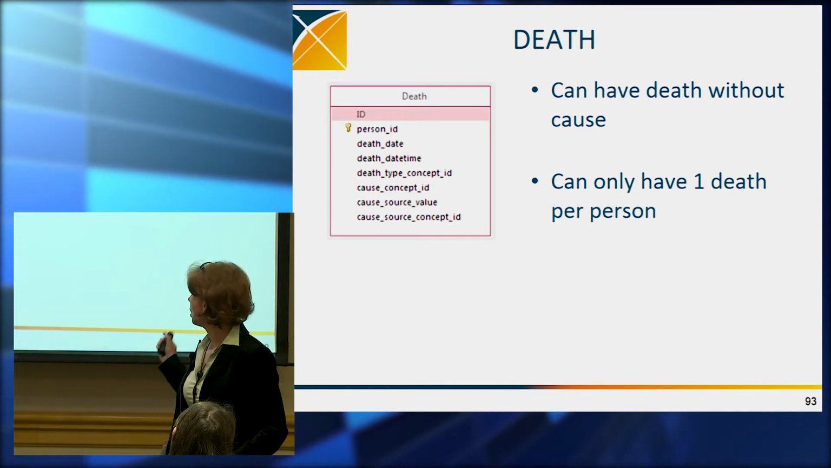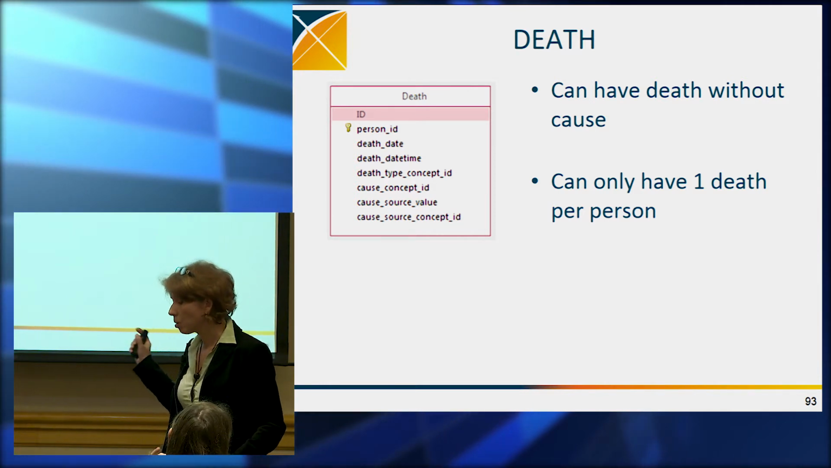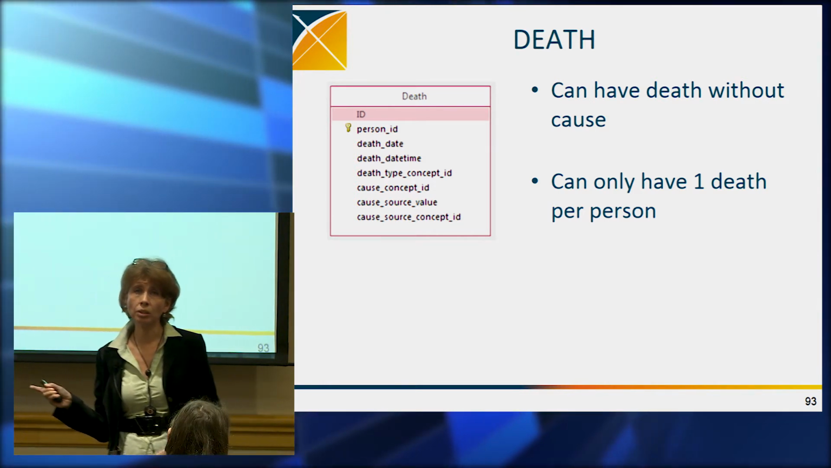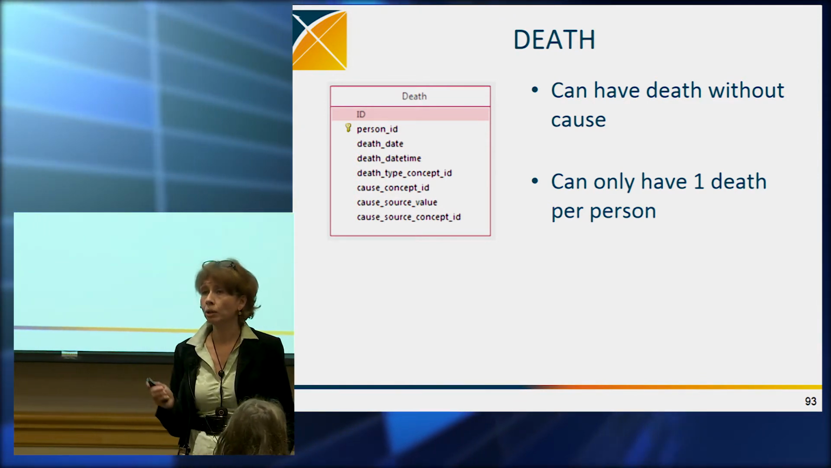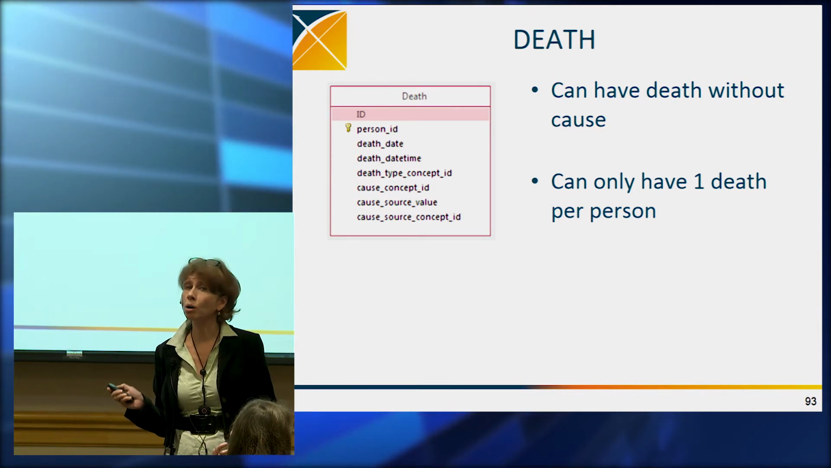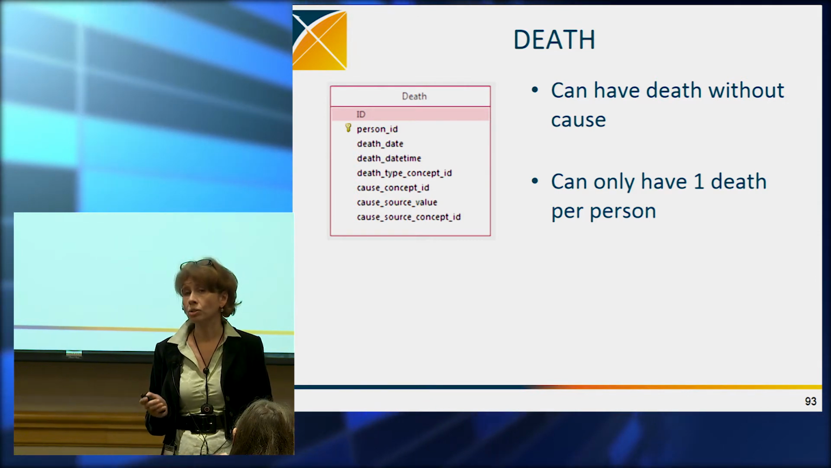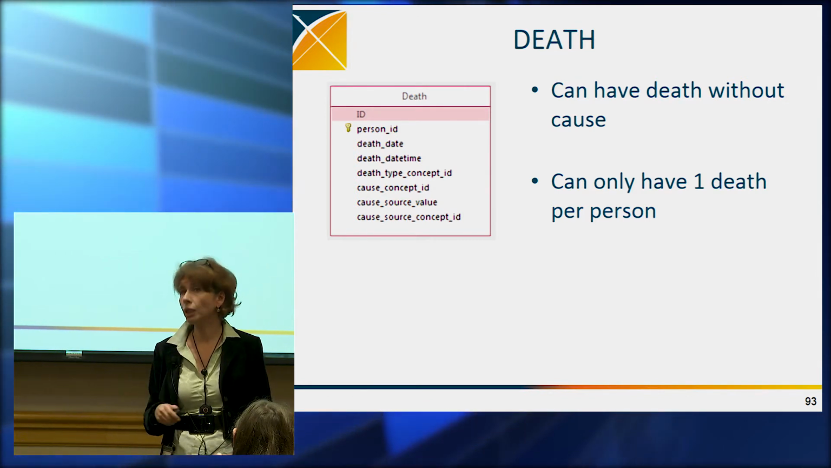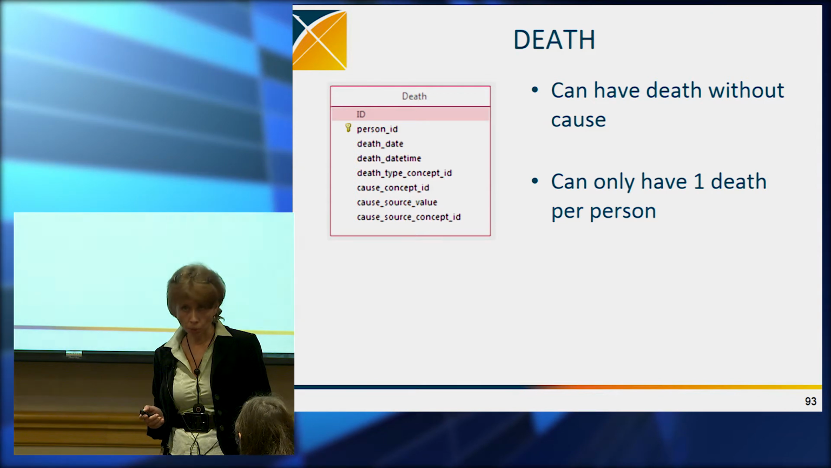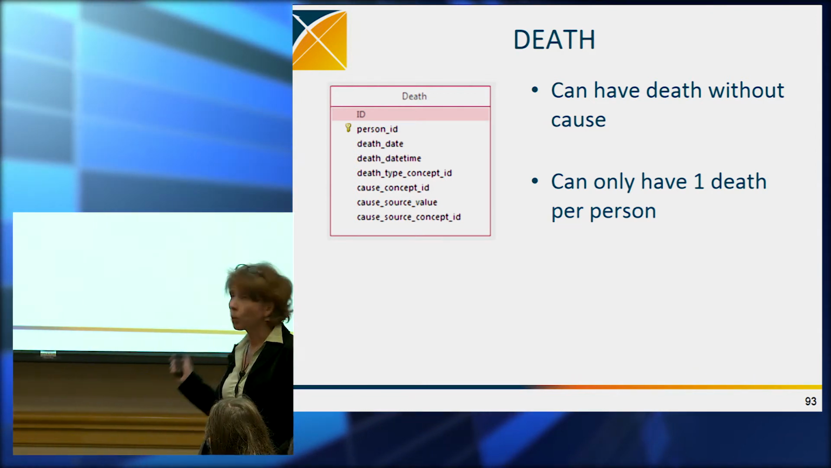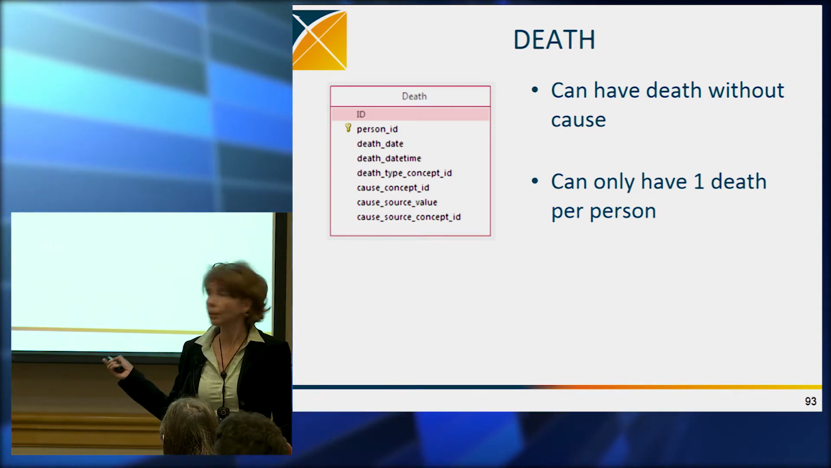The death table indicates one death record per patient, regardless of what you have in your source data. And as you know, you may have multiple death records coming from different sources with a different degree of confidence. It's the choice of ETL, the ETL decision, which one you choose. And it has a death cause, but it's not necessarily available all the time. Okay.